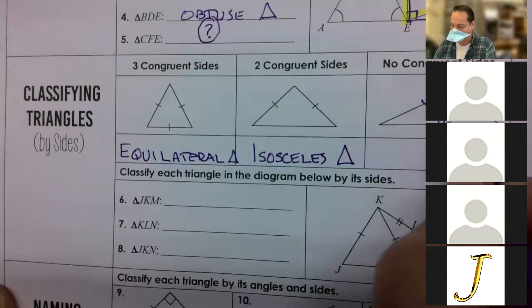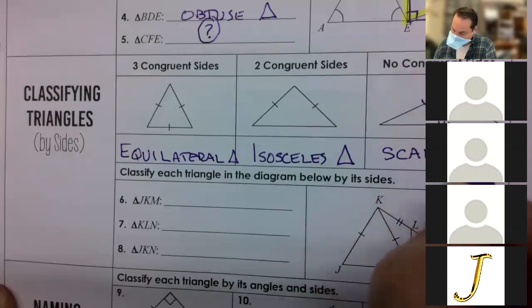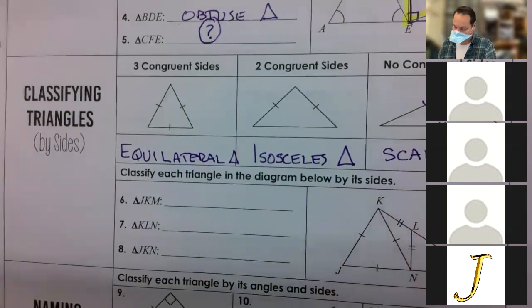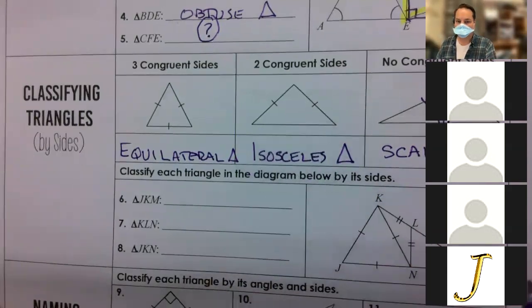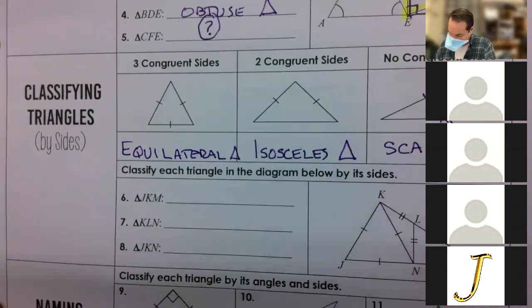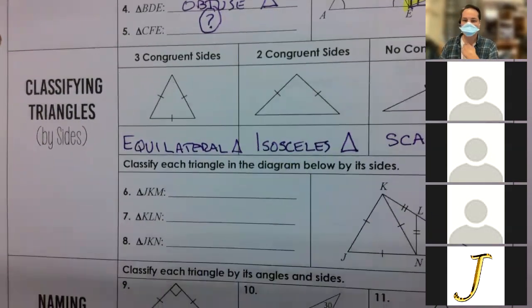And then when I look at all 3 sides being different, what do we call that? Good. Scalene. Say again? Yes. What's true about all isosceles is that 2 sides are congruent. Okay, let's do 6, 7, and 8 now, please. Go.